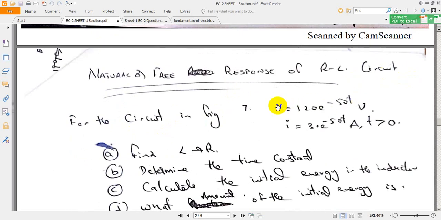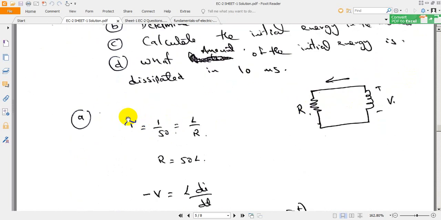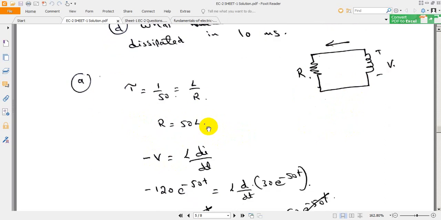The actual equation is V is equal to 120 e power minus t by tau. Bringing the 50 into the denominator, the tau value will be 1 by 50. So tau is equal to 1 by 50. We know that for an RL free response circuit, the tau value is L by R. So we can write 1 by 50 is equal to L by R, so R is equal to 50 L.